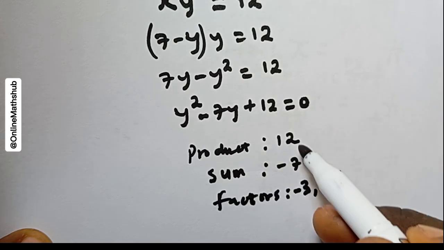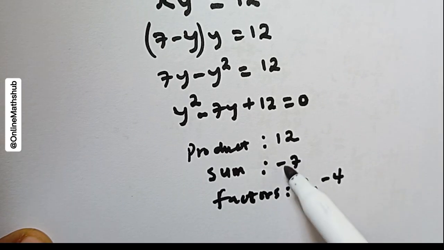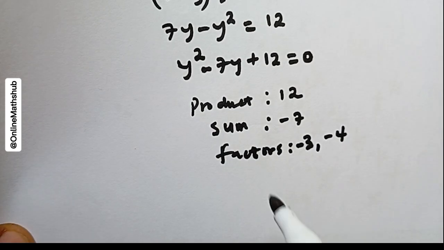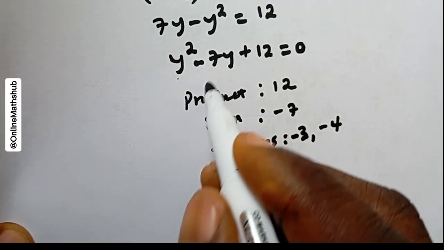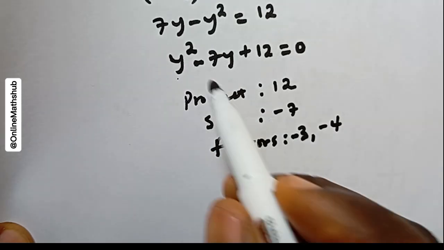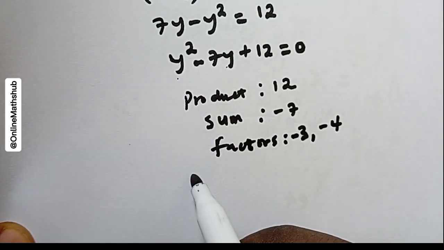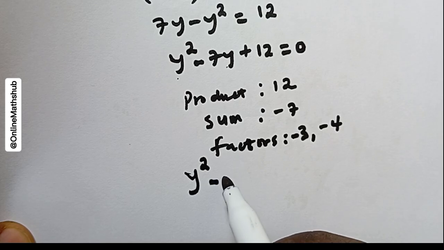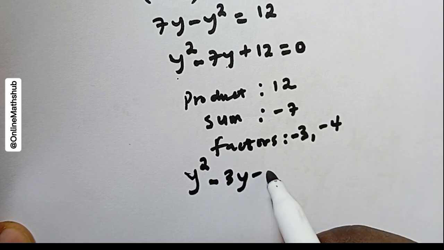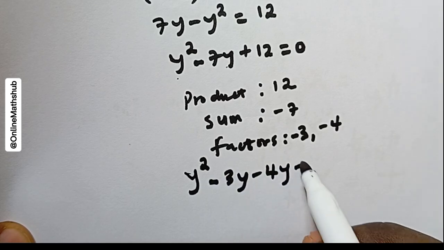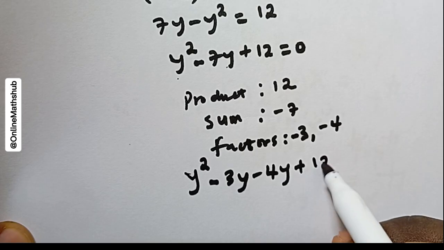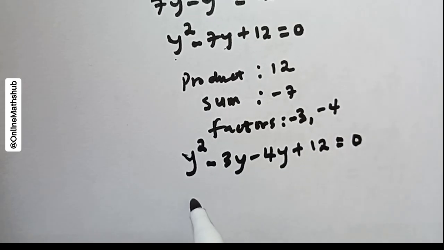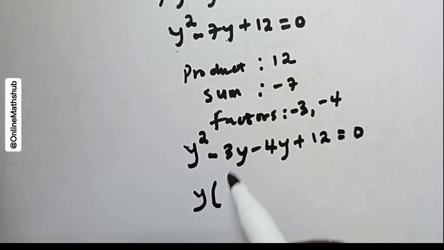When you multiply both of them, it gives you 12, and when you sum two of them, it gives you minus 7. So moving on, I'm going to use that to replace the sum, to replace minus 7y. So I'm going to have y squared minus 3y minus 4y plus 12 is equal to 0. Okay, so y is common here, factor that out.